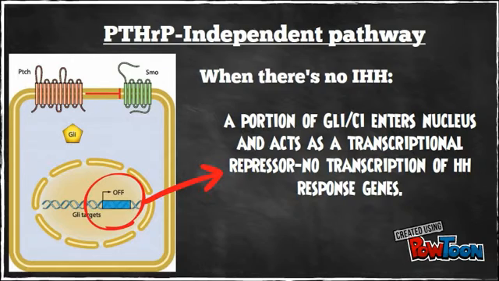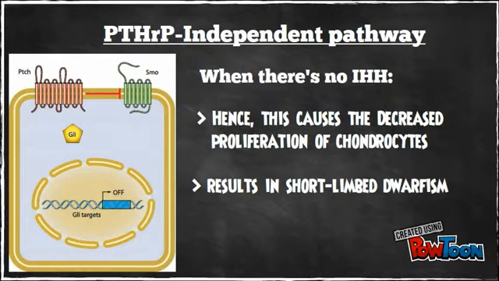A portion of the Gli protein enters the nucleus and acts as the transcriptional repressor, causing no transcription of the hedgehog response genes. Hence, this causes the decreased proliferation of chondrocytes and results in short-limb dwarfism.